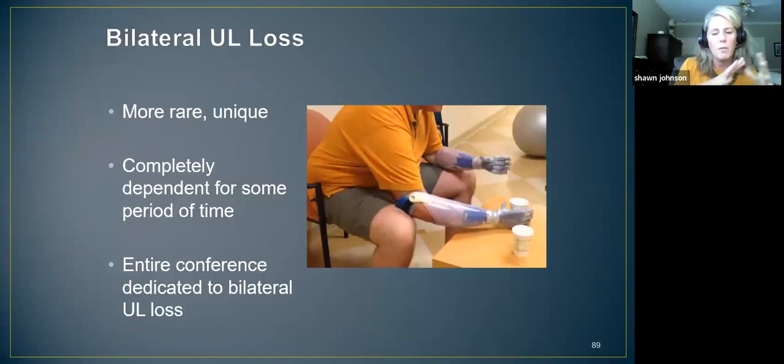But the last part of the presentation here is a little bit of information on bilateral upper limb loss and quad multi-limb loss and what resources are out there. Because it's more rare and unique than just upper limb loss in general, they're completely dependent for some period of time, and there are entire conferences, like I mentioned previously, that are dedicated to this. They're called Skills for Life.